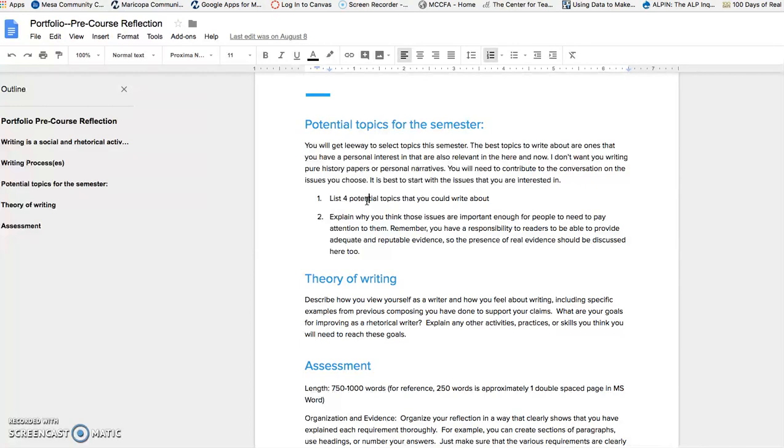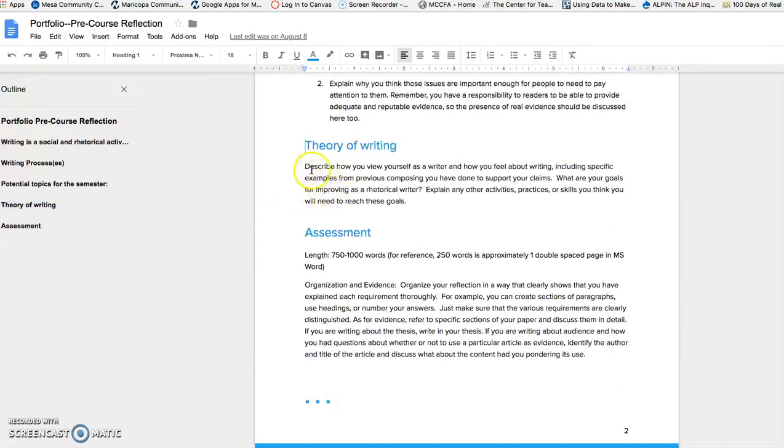But if you have general topics that are interesting and relevant in your life, then put those down. And then explain why you think they're important enough people need to pay attention to. The answer to both of these 2 will be another 200 to 250 words. Most of your answer here will be the explanation. Why are they important? And this last piece, theory of writing.